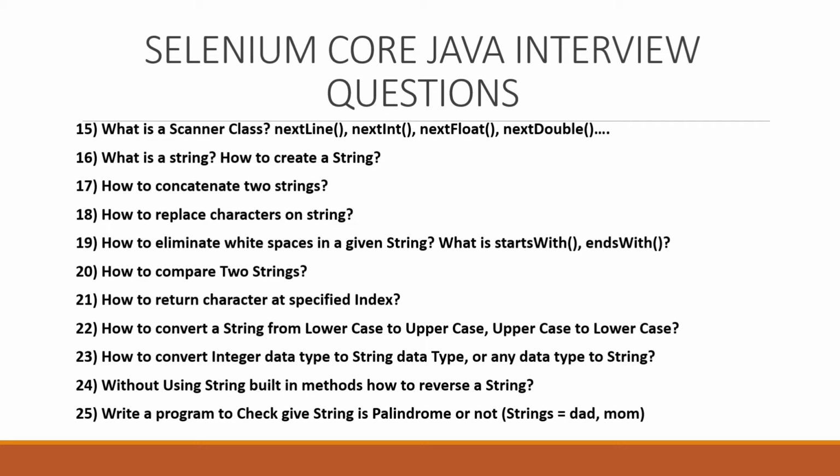For accepting purposes, in the Scanner class we have many methods like next, nextInt, nextLine, nextFloat, nextDouble. Here nextLine reads the complete string value including white spaces as well. Whereas nextInt reads integer values, the nextFloat method reads float values, and the nextDouble method reads double values.